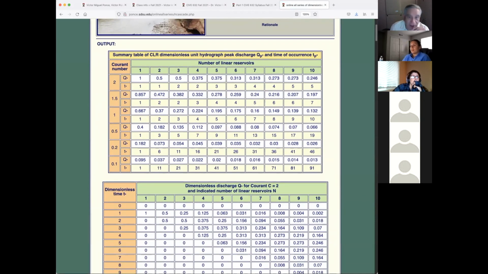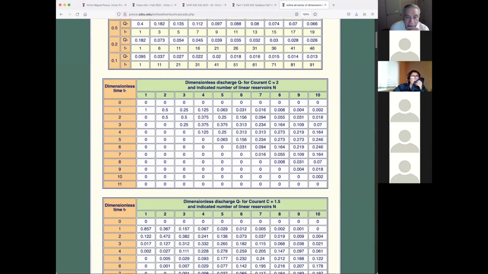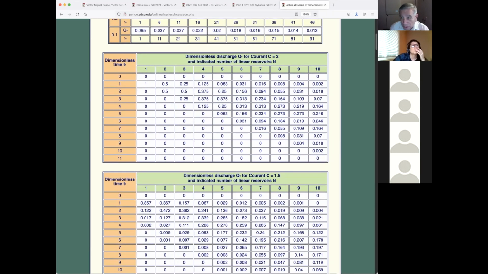The summary table: the number of linear reservoirs from 1 to 10, the Courant number from 2 to 0.1, right, that established range, and the peak flow and the time to peak. And then the dimensionless discharge for Courant number 2, for Courant number 1.5, and so on and so forth. Dimensionless time and dimensionless discharge. So this is the entire range of cascade of linear reservoirs unit hydrographs that could be generated for the given range, of course. You can choose something in the middle and do your own calculation.